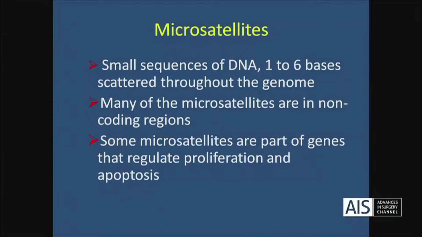Again, to tell you a little bit about the microsatellites, these are small sequences of DNA, usually 1 to 6 bases. They are all over the genome, and most of the microsatellites are in what we call non-coding regions. However, a few of them are part of genes that are very important to regulate proliferation and apoptosis, especially the transforming growth factor beta pathway. So next slide.